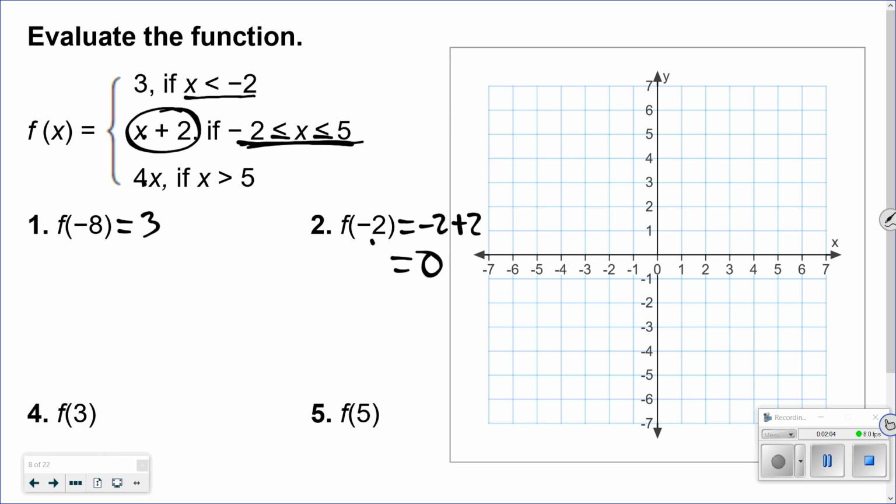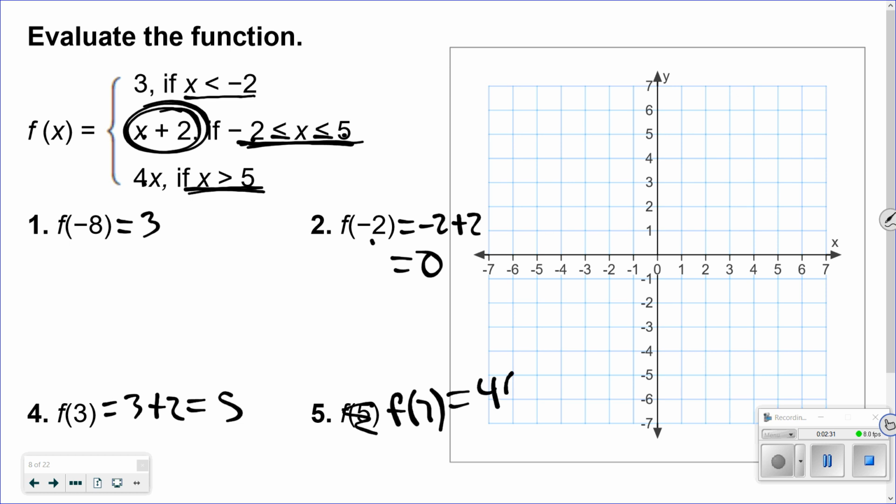Let's try f of 3. Hey, 3 is between negative 2 and 5, so I'm using this rule again. Plug the 3 in: 3 plus 2, so I get 5 for the answer. Okay, let's change this one. Instead of f of 5, let's do f of 7. All right, 7 is not less than negative 2. 7 is not between negative 2 and 5. 7 is greater than 5, so that's the one I'm looking at right there. So I'm going to go 4 times and plug 7 in for x. So f of 7 equals 28.